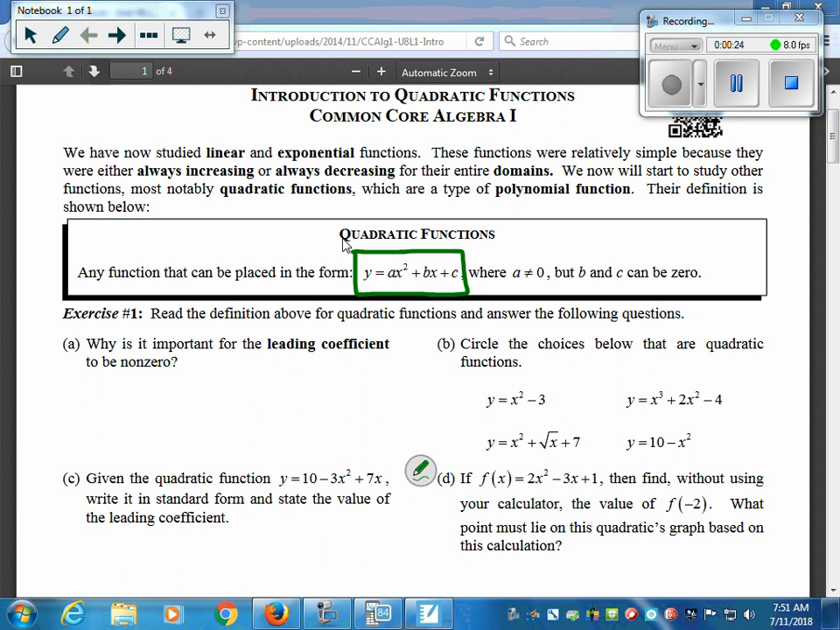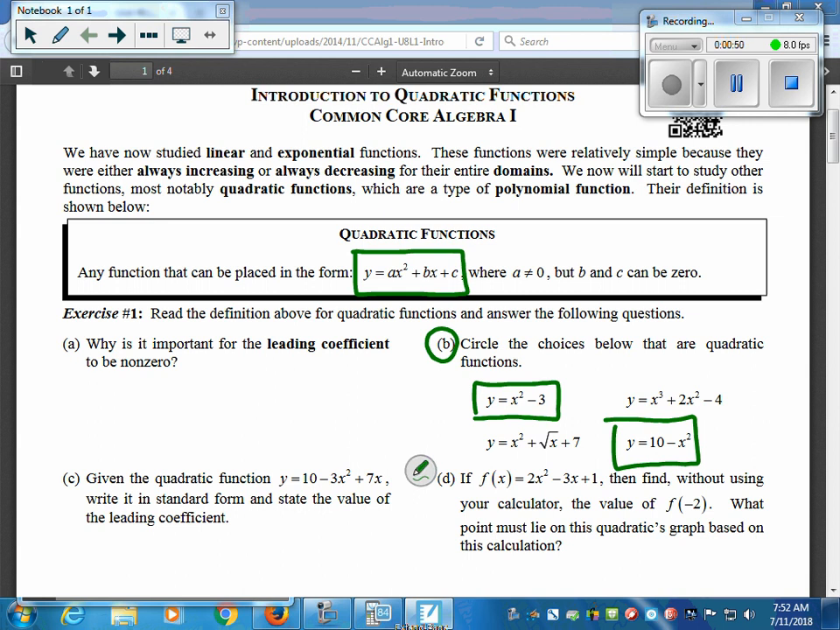Part B, which of these first are quadratics? Well, quadratics have exponents that could be either a 2, a 1, or a 0 for the variable. So like in the case of B, we have 2 that fit that bill. Those 2 right there. And for part C, they're asking us to write it in standard form.